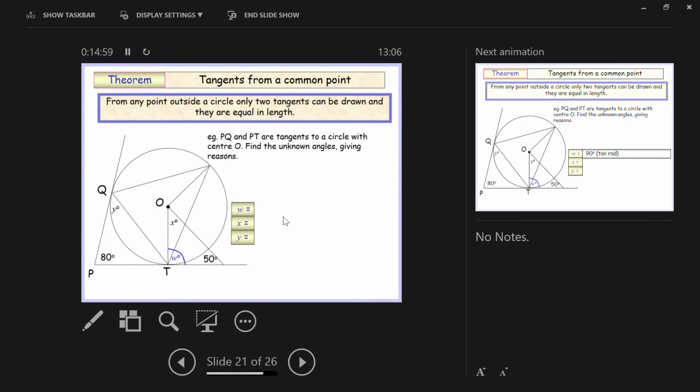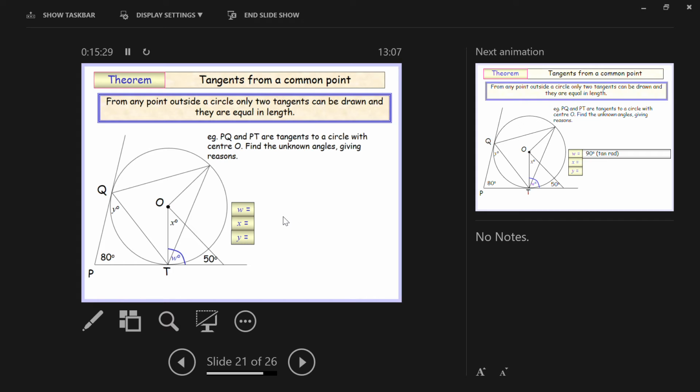Kom ons kyk gou die volgende vraag. Okay, hier sê hulle vir my tangents from a common point, selfde ding. Ons soek verweer. Okay, sonder om net te kyk op jou bladsy, want jy het die antwoorde, maar probeer gou kyk en raai. Ons soek verweer. Onthou, sodra ons raaklyn het, gaan kyk vir twee goed.